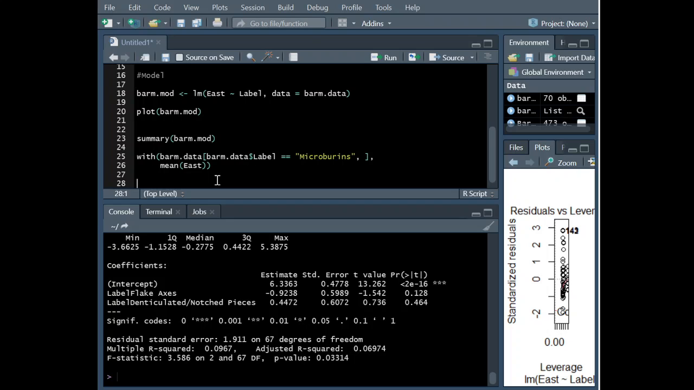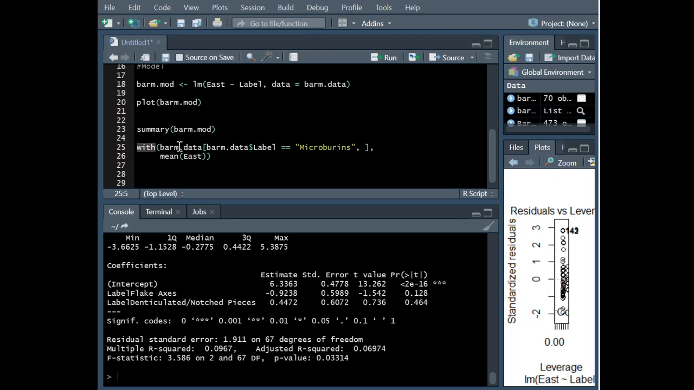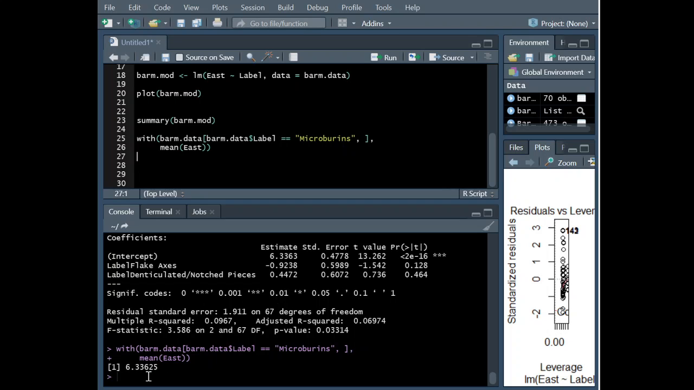So what this function that I just wrote is doing is saying, okay, with the barm data, and specifically with the microburins from the barm data, because I'm indexing barm data by the microburins, with that data frame that I've got highlighted here, calculate the mean East value. If you run this, the answer is 6.336. You'll see that is the same as the intercept estimate, 6.336. That's because we're looking at just the first group, microburins, which is the intercept.